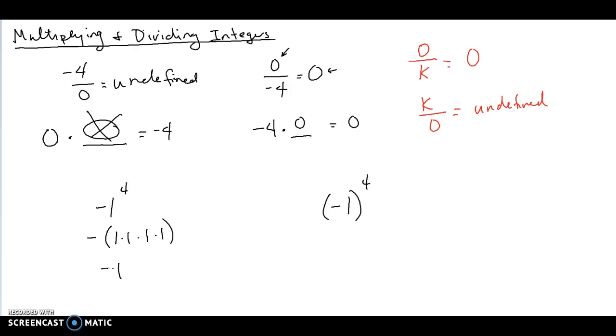Let's compare that to the other one, -1 in parentheses raised to the fourth. Because the -1 is in parentheses, you're raising the whole entire thing to the fourth power. So this time we carry the negative with us every time we write down a 1. This is -1 times -1 times -1 times -1. There are 4 negatives, which gives us a positive, so we end up with a positive 1.